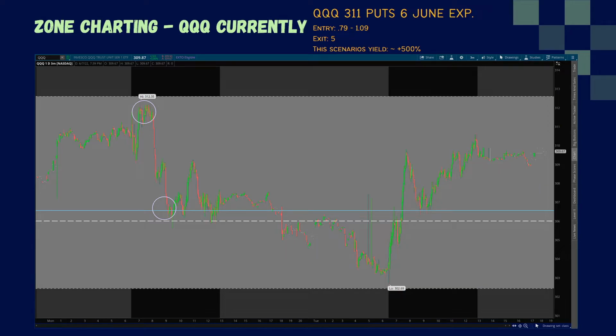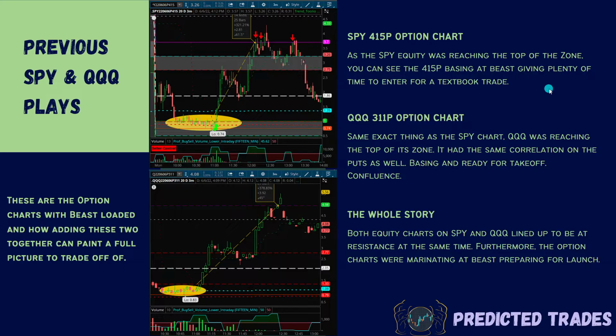Now we have QQQ on the same day, on Monday, doing a similar thing, running up to the top of the zone, struggling to break above it, with the 311 put showing the same confluence, arriving at Beast in this 79 cent to $1.09 range with an exit at these key levels down here at the 5 range. This scenario would have yielded roughly 500%.